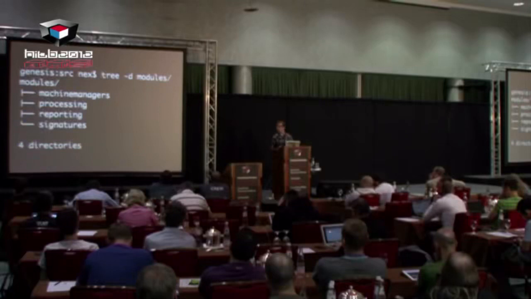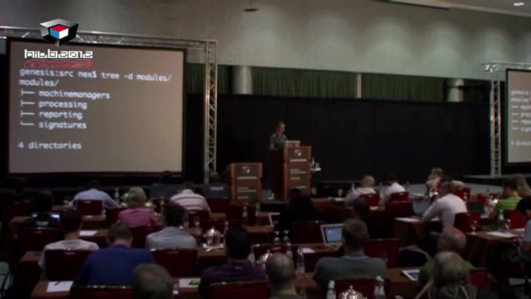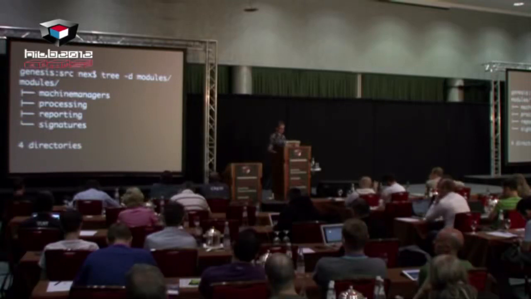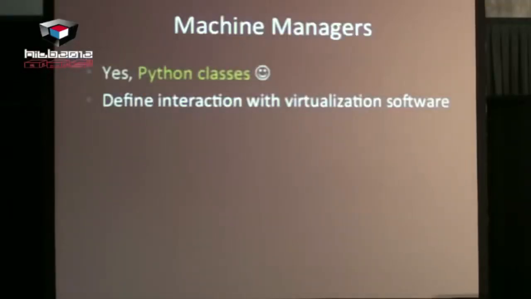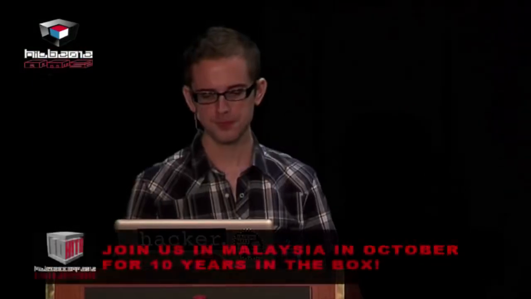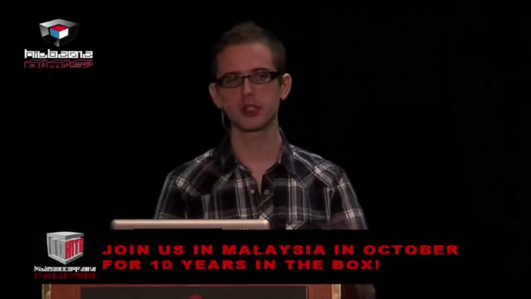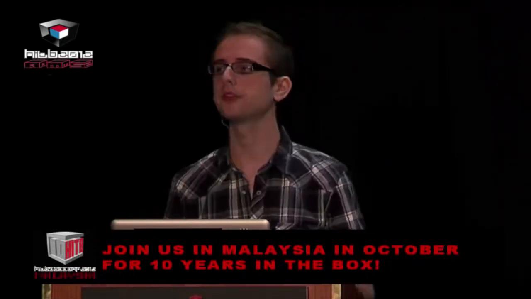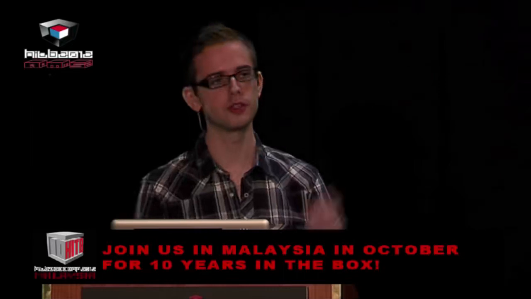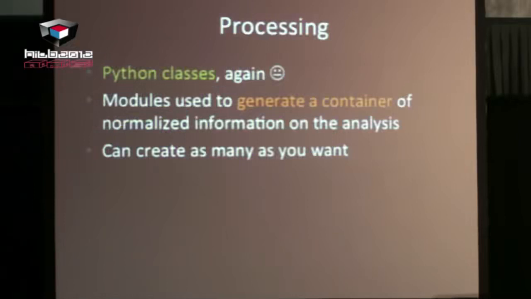There are other types of modules that you can create and use with Cuckoo that are basically four: the machine managers, the processing, reporting, and signatures. The machine managers are simply Python classes that define the interaction between the Sandbox and the virtualization software. By default, I use VirtualBox, and it's very easy. You have a struct that you can use for the class, you can specify the command that you want to use, and you can do it with everything. So you can also do it with VMware, with KVM, and stuff like that. Then there are some processing modules.